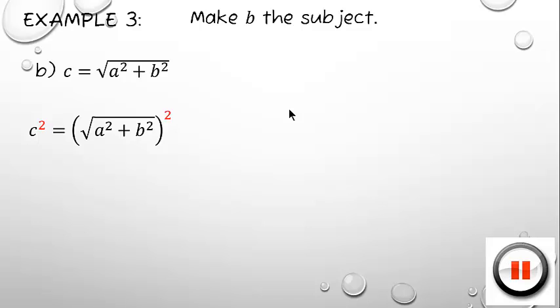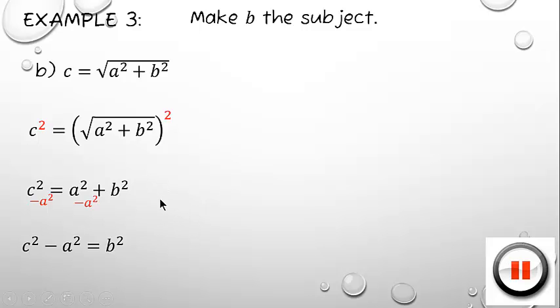So if we want to get rid of the square root sign, we'll square both sides. So we end up with c squared equals the square root of a squared plus b squared, and we square all that. That will cancel those out, and we'll end up with c squared equals a squared plus b squared. Now we want to get rid of that a squared because we want b by itself. So let's subtract a squared from both sides, because remember it is just plus a squared. Don't worry about the square root or anything because it's just plus a squared. So we end up with c squared minus a squared equals b squared.